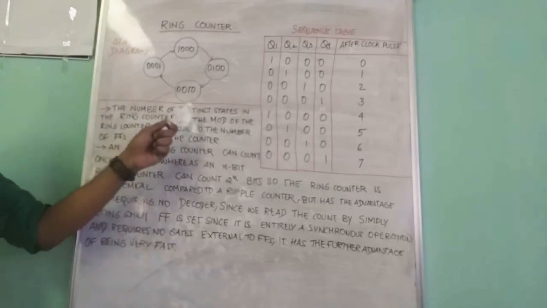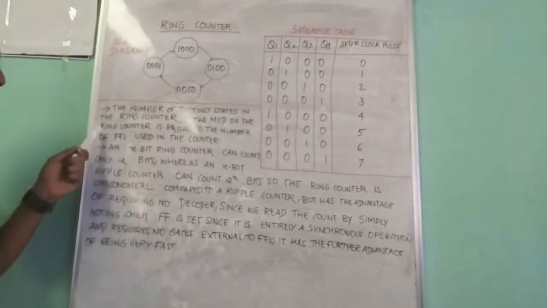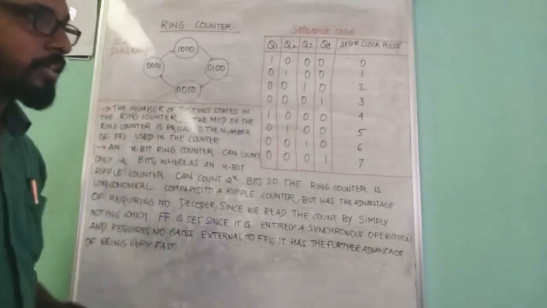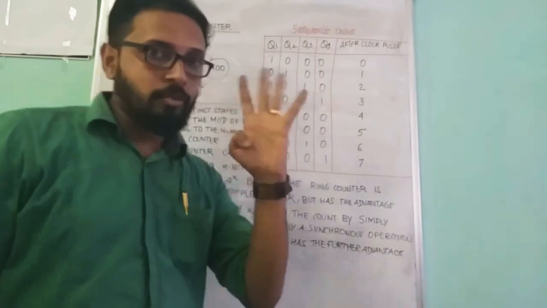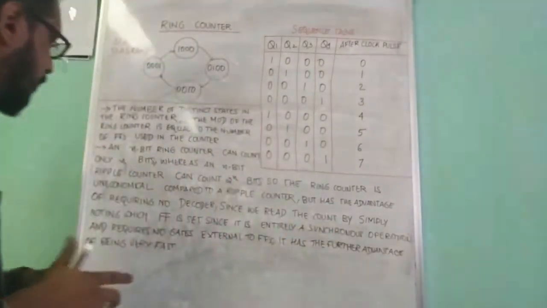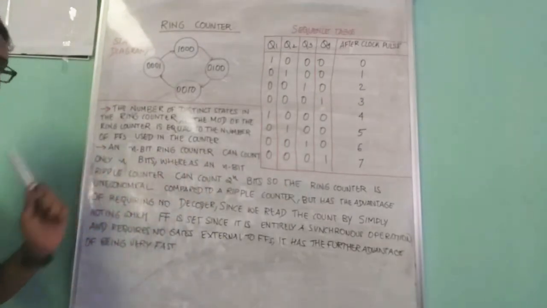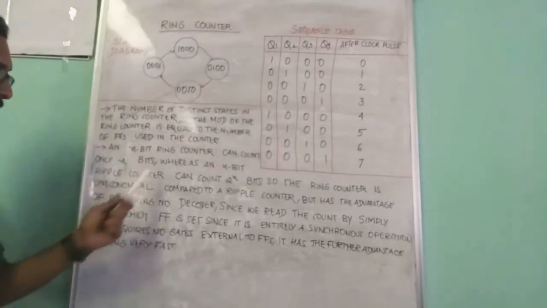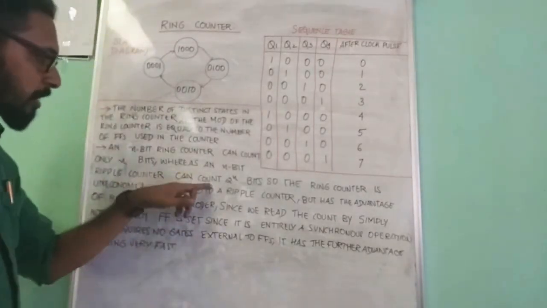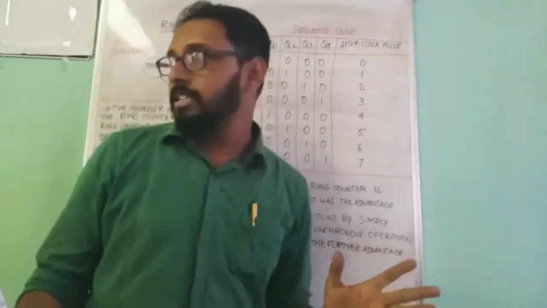The number of distinct states in the ring counter, that is the mode of the ring counter, is equal to the number of flip-flops used in the counter. Here we have 4 flip-flops, so the number of states will be 4 itself. Clear? An n-bit ring counter counts only n states, whereas an n-bit ripple counter that we have learned earlier can count 2 raised to n states. I think you are familiar with that concept.